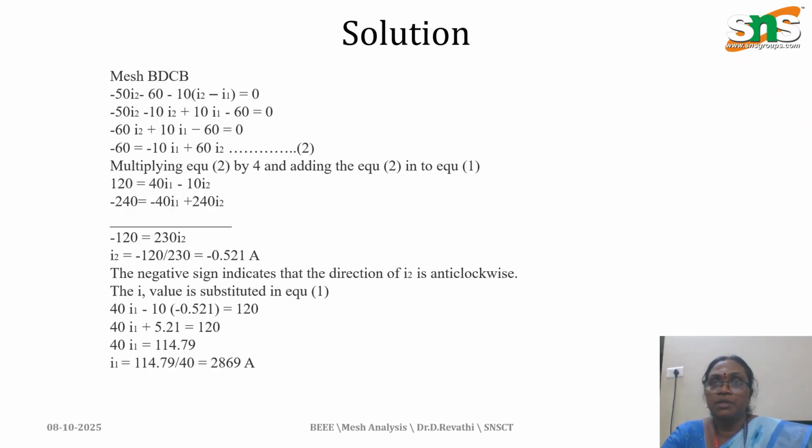First we have to find del, del I1, del I2, del I3, depending on the loops we have. If you are considering two loops, then we calculate del I1 and del I2. The formula is I1 is equal to del I1 divided by del, and I2 is equal to del I2 divided by del. Likewise we find the values of I1 and I2.